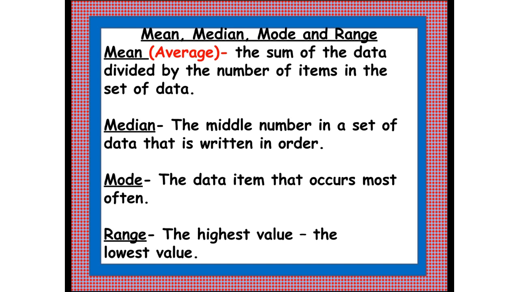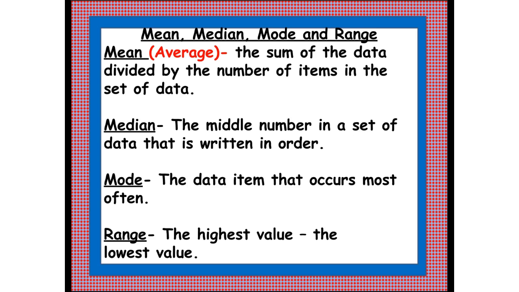Mean is a synonym for average, and mean is the sum of the data divided by the number of items in the data set. And I'll explain more about what that means with an example in a few minutes. Median, the middle number in a set of data that's written in order. An easy way to remember this is the median is the yellow line down the middle of the road.